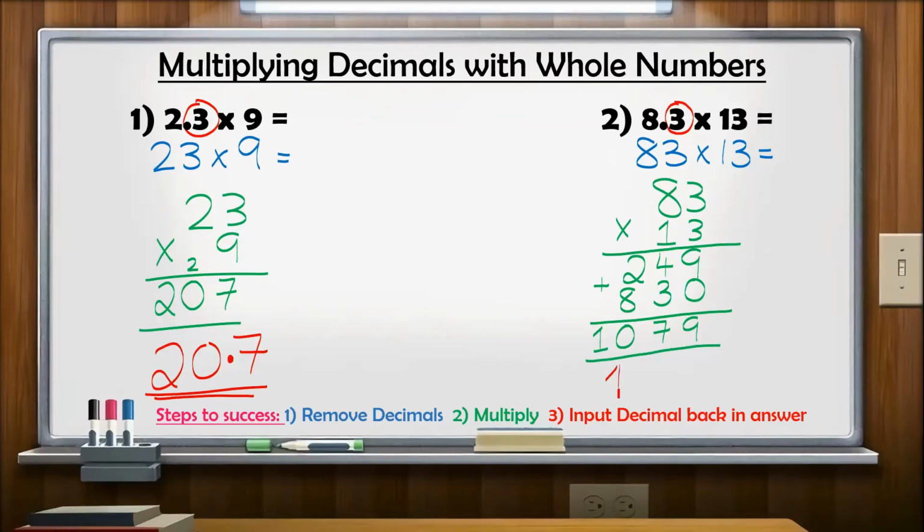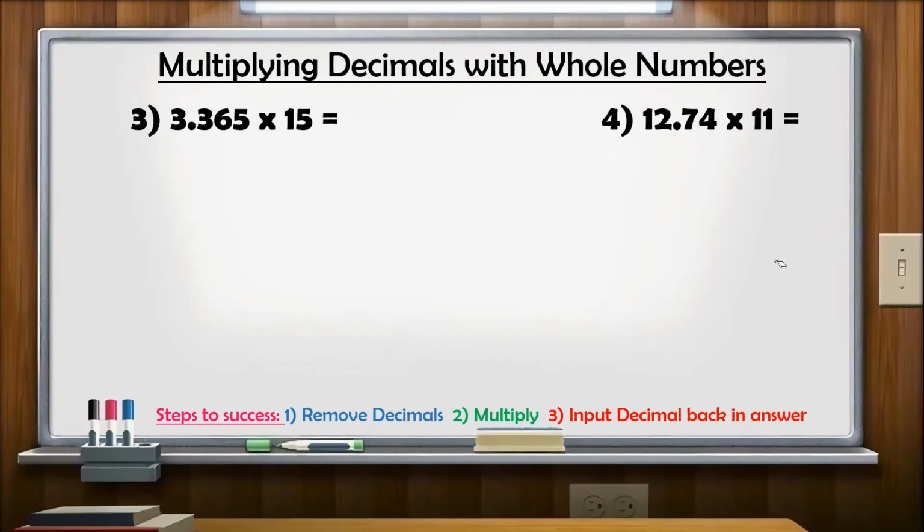So using my answer to 83 times 13 of 1079, starting from the end, I'm going to count one position as such and place my decimal point in between 7 and 9. So the final answer to 8.3 times 13 is 107.9. Now let's try an example which is slightly different.